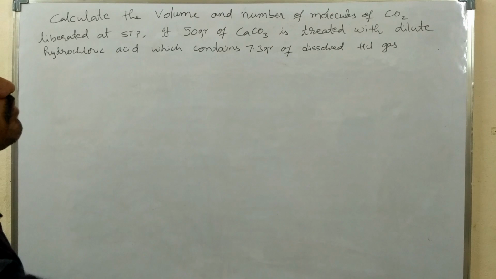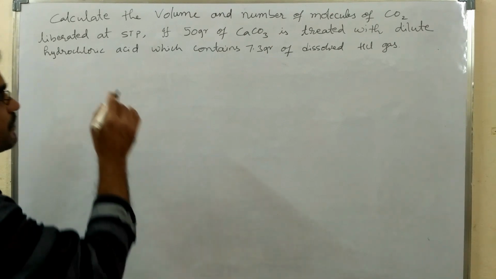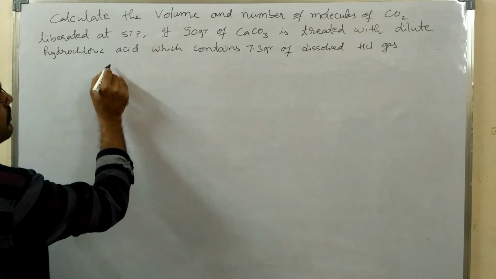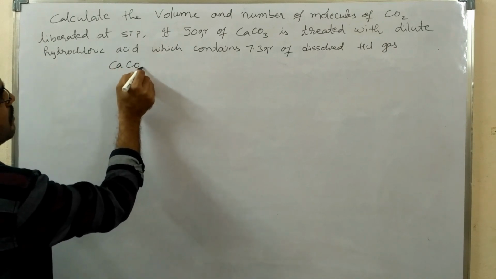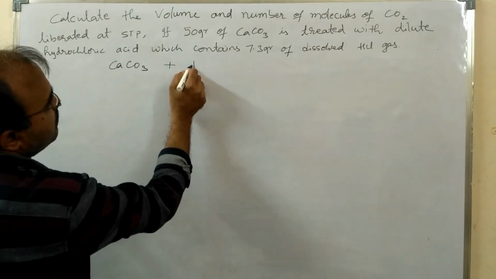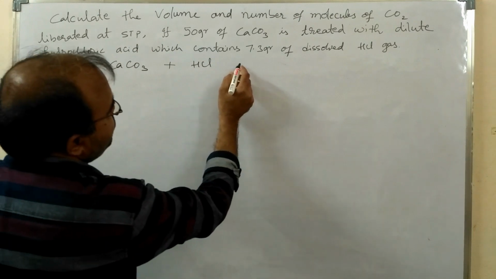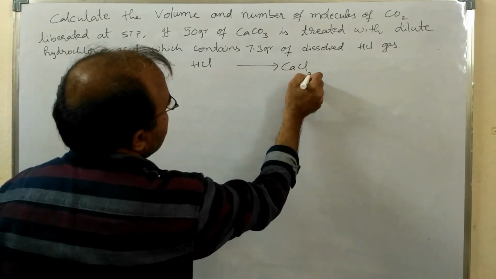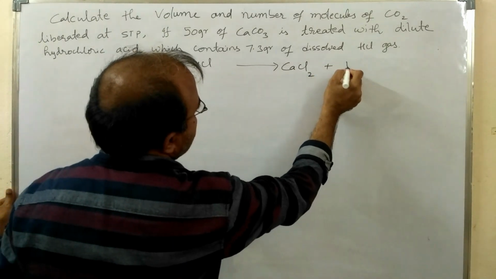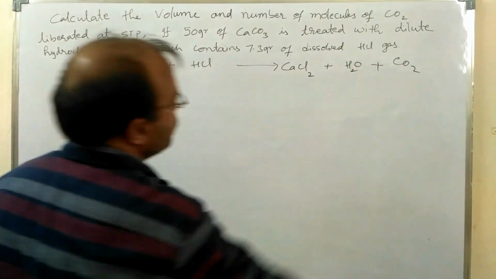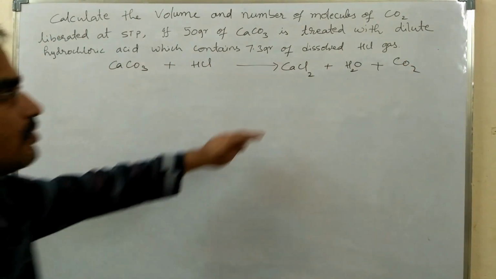So now this is the reaction between calcium carbonate and hydrochloric acid. First of all, let us write the chemical equation. CaCO3 plus HCl gives CaCl2 plus H2O plus CO2. You should know the products.